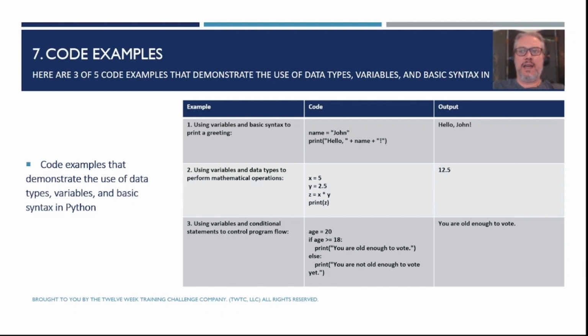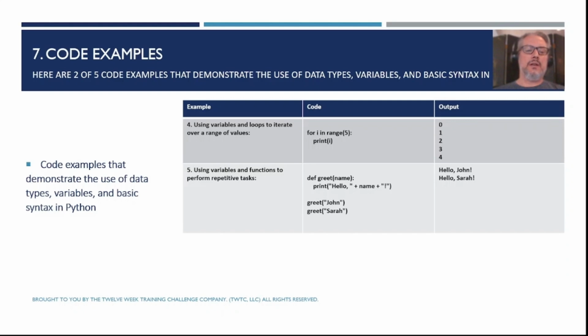The next one we have is number 3. Age is equal to 20, so 20 is put into memory. And then this is an if-else statement. If you copy that and put it into your code, notice that the print "you are not old enough to vote yet" is on 2 lines, but when you copy and paste it, it should actually be on 1 line. And it'll print that "you are not old enough to vote" because 20 is greater than 18.